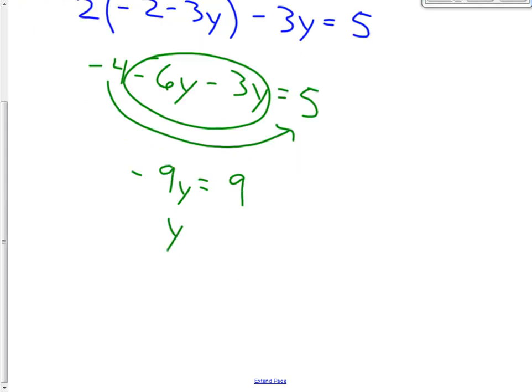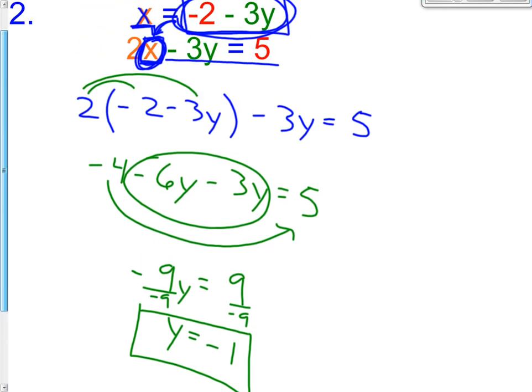So what does y equal? Divide both sides by a negative 9. Y equals a negative 1. So now this isn't your answer. This is actually just half of your answer. This is the y coordinate for that solution. Let's now find the x coordinate.